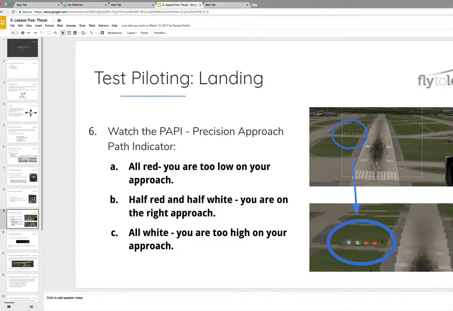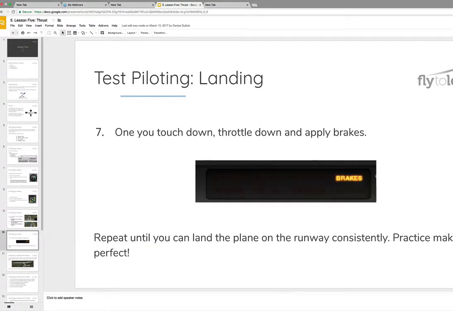With the PAPI, Precision Approach Path Indicator, if you get all red, you're dead. Half red, half white, you're all right. All white, you're too high. So in the first one you see up there, it's all white, you're coming in too hot. Red, white, you're coming in great. Once you touch down, you apply those brakes. And the first few times, people don't necessarily do well landing, just like in the real world.